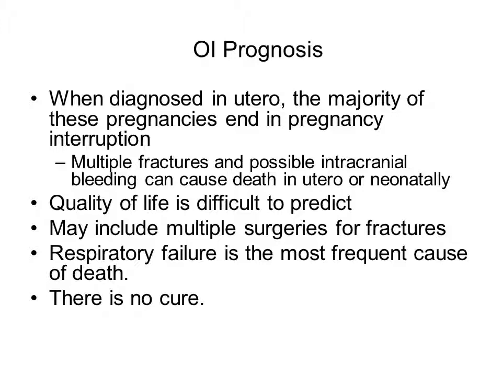When diagnosed in utero, it usually means that it's a more severe type. The majority of these pregnancies do end in some sort of miscarriage, or however you want to call it, but usually the pregnancy terminates on its own because of the complications. Multiple flat fractures and possible intracranial bleeding can cause death in utero or shortly after birth. I mean, you think of how traumatic and what a tight space going through the birth canal is, and how fragile these bones are.